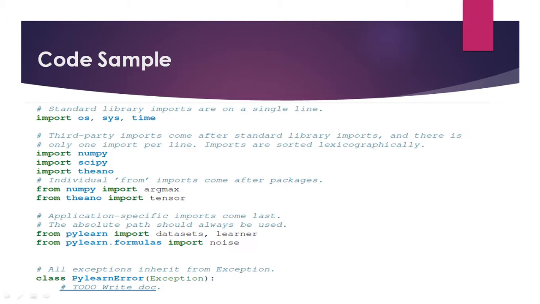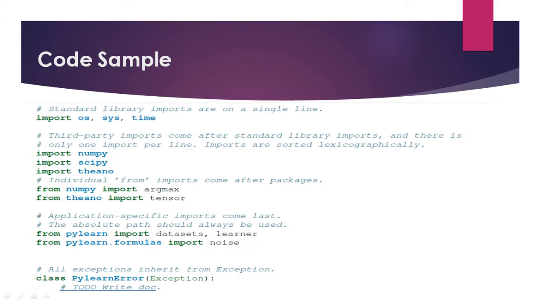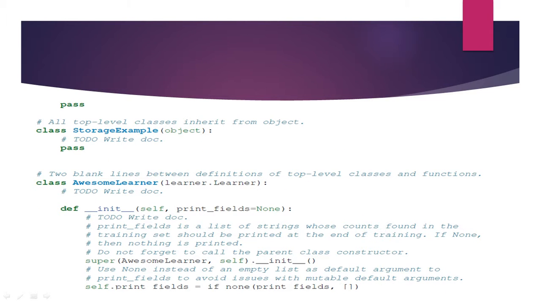We catch the exception and then provide a pass, and the class storage example. All top level classes are inherited from the object. So basically the first class is the Pylearn error, which is used to catch exceptions, and then the next level class is the storage example, in which the object is inherited at top level. Two blank lines separate the top level classes and the functions.